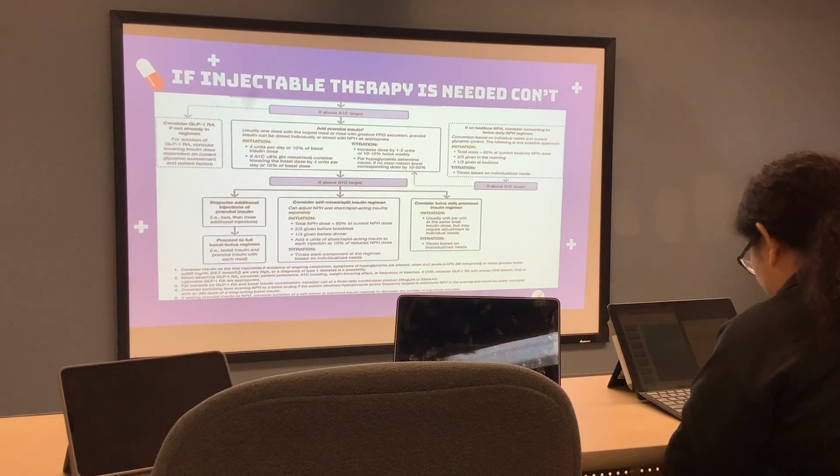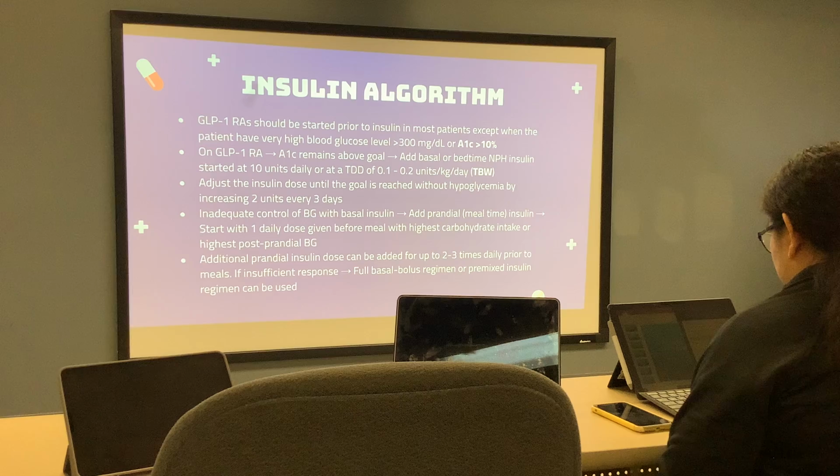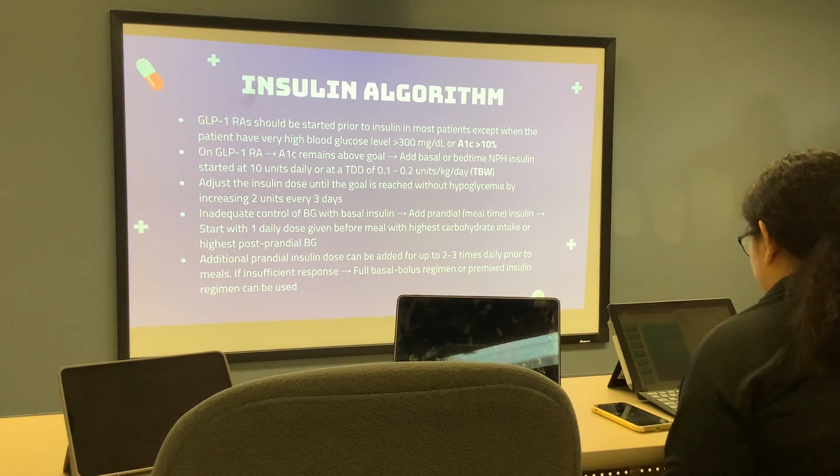And then here we go again, further with injectable therapy, if injectable therapy is absolutely needed. And then it just continues, I'm sure y'all have seen this. And now we have our insulin algorithm as presented by Ashil.